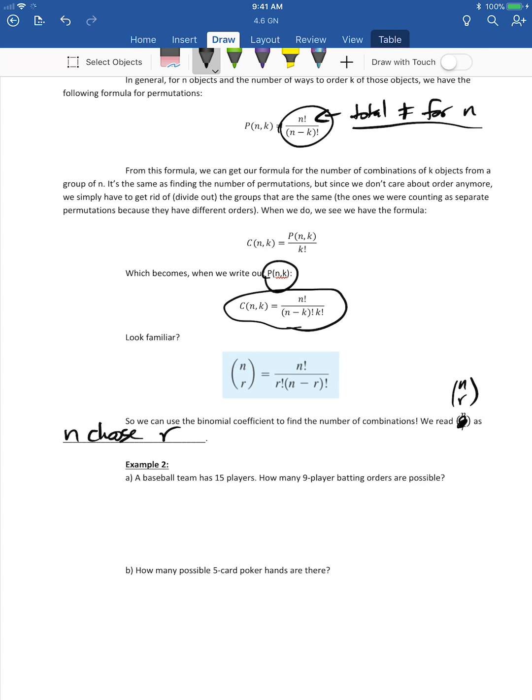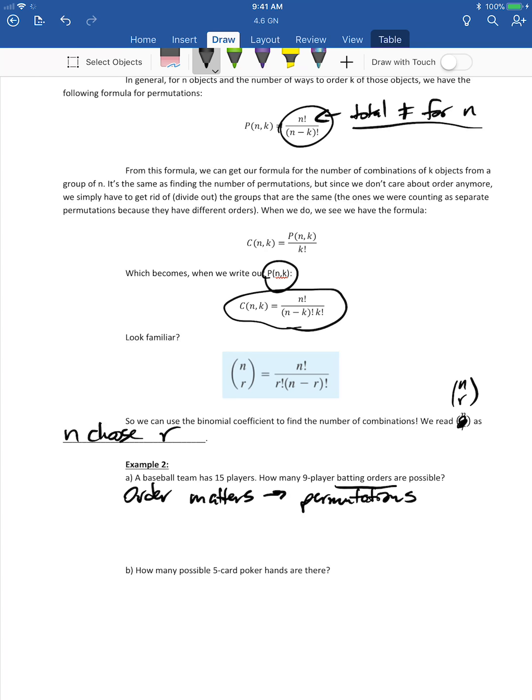A baseball team has 15 players. How many 9-player batting orders are possible? So I actually pulled this example from the internet. I would have no idea how many players are actually on a baseball team, nor how many batting order. I don't even know what a batting order means. But order matters, batting orders. So order matters, that means we're looking for permutations. Order matters, so we want permutations.